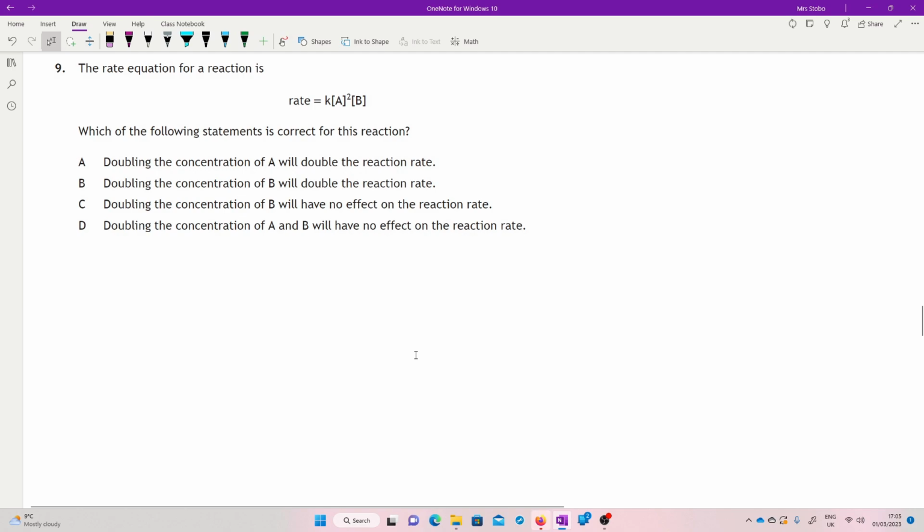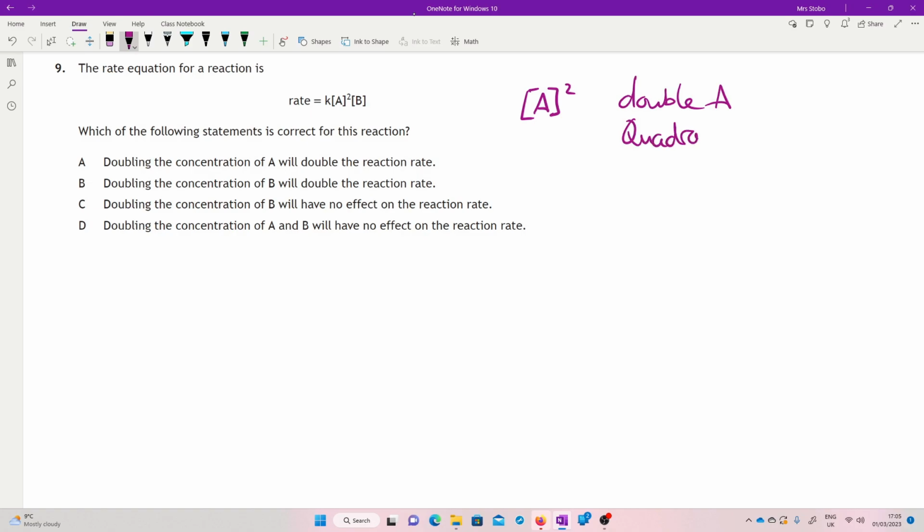Question 9, we're looking at a rate equation. You're expected to just be able to work with these. Rate equals our rate constant, we've got A squared and B. Which of the following statements is correct for this reaction? If I've got A squared in this one, what I'm saying is if I double A, I quadruple the rate, because that is saying it's second order.